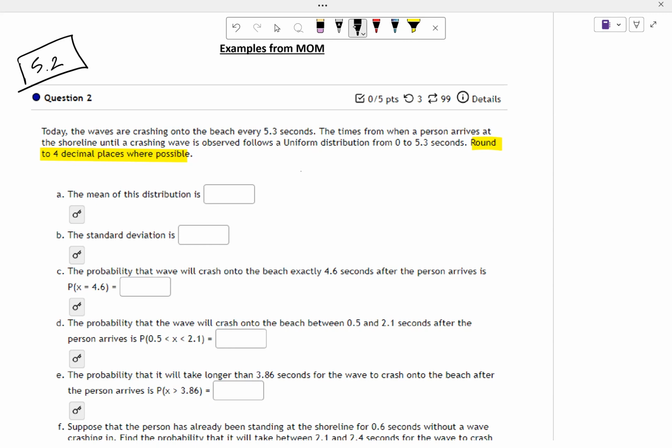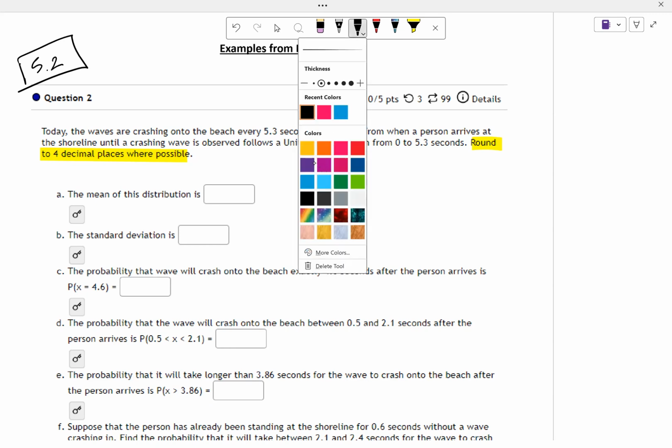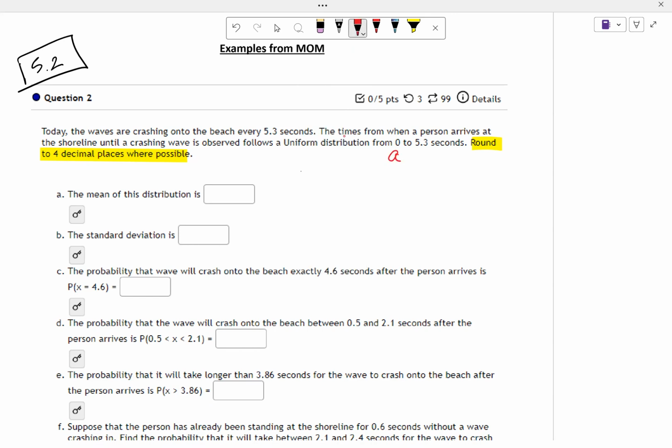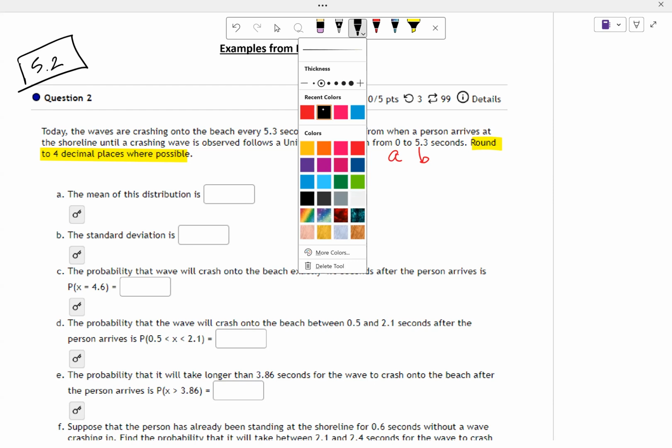When we're looking at uniform distribution, there's a few things that we want to know. In particular, we want to know where we're starting, and we call that the A, and where we're ending, and that's our B. Our time here is starting at 0 seconds and ending at 5.3 seconds, and that will be important for us. All right, so let's take a look at part A.